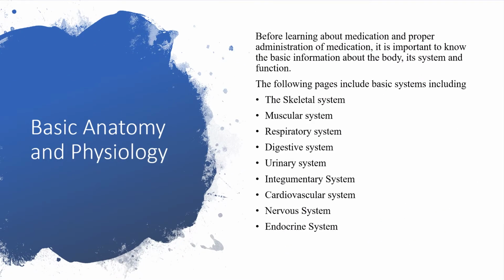So then next we want to go over some basic anatomy and physiology. Before learning about medication and proper administration of medication, it is important to know the basic information about the body and its systems and functions. The following pages include basic systems including the skeletal system, muscular system, respiratory system, digestive system, urinary system, integumentary system, cardiovascular system, nervous system, and the endocrine system.